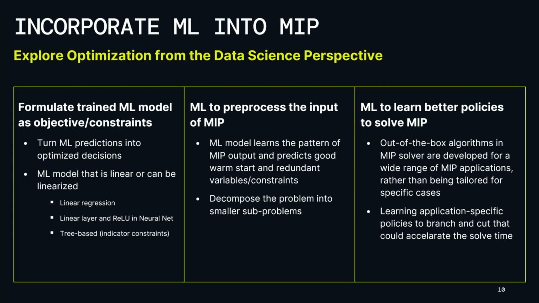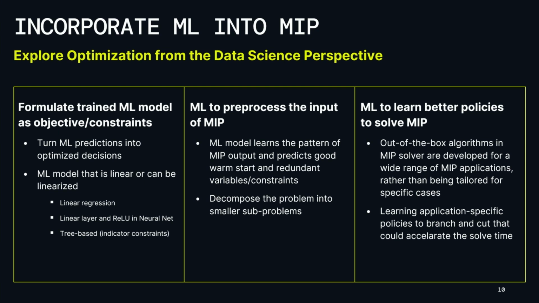A machine learning model that is linear or can be linearized can be easily added to the linear programming model. For example, linear regression, linear layers, and the ReLU in a neural network, because ReLU is just a max function and can be linearized. And tree-based models can also be linearized using some indicator constraints. A model with nonlinear functions is also possible, but it just makes it a nonlinear program and it's harder to solve.